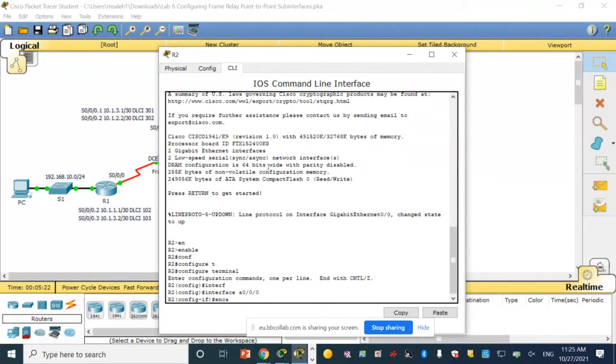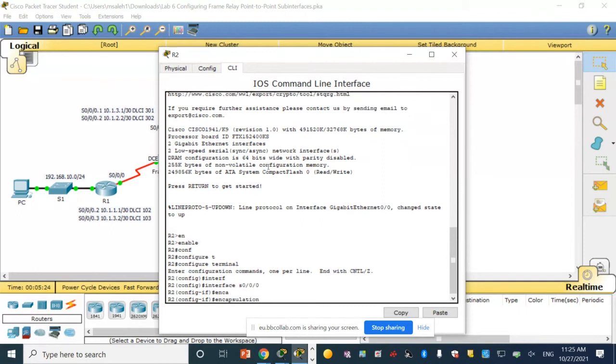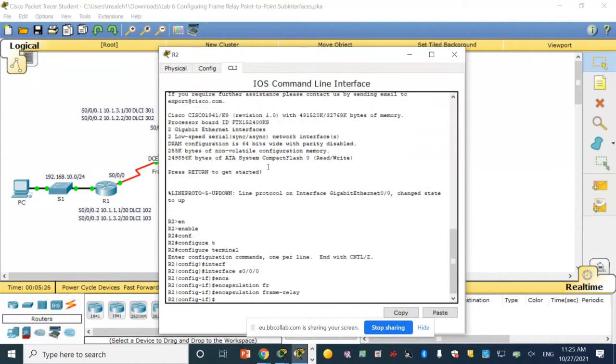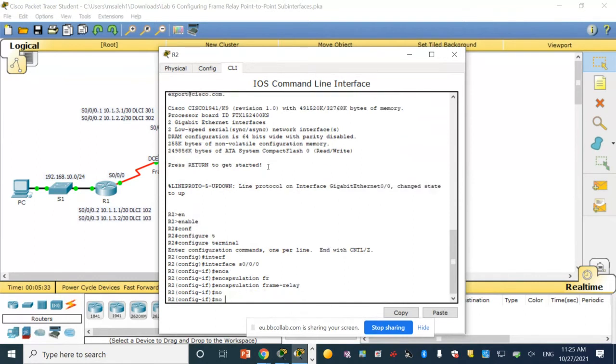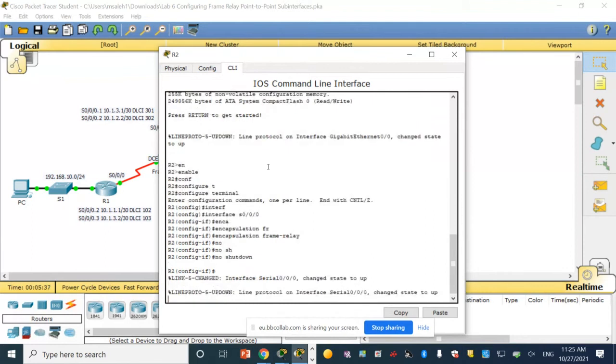Okay. Encapsulation frame relay. Then no shutdown. Yeah, here we are going to sub interface that physical interface. We will do a logical interface. Okay, you will see now.